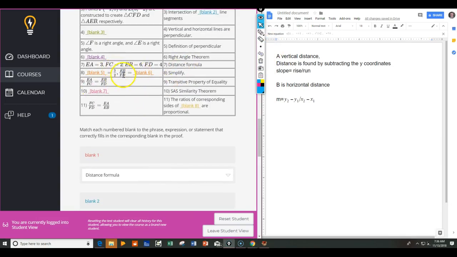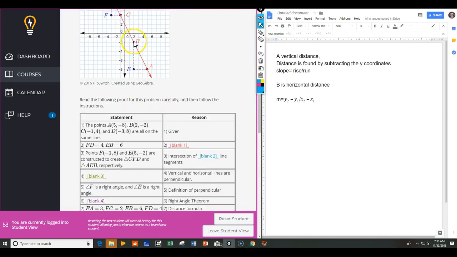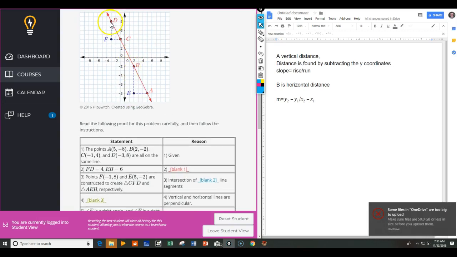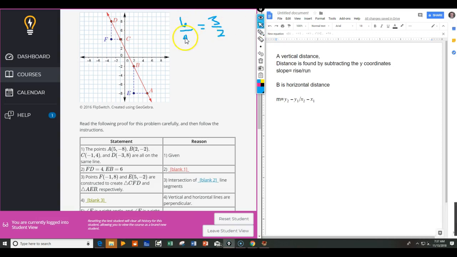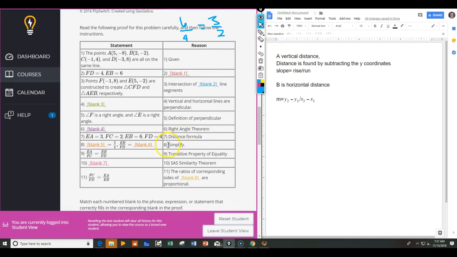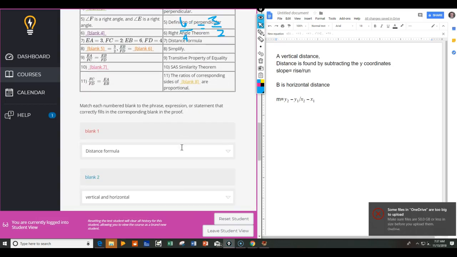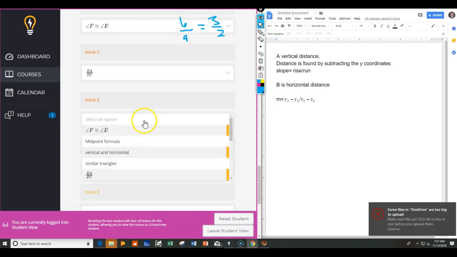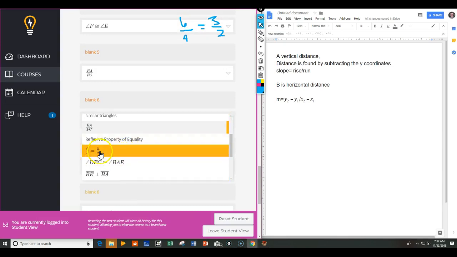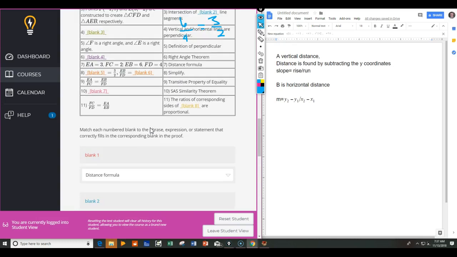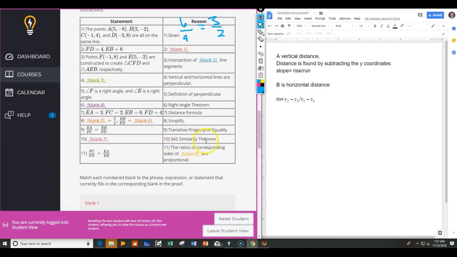And blank 6, EB divided by FD is equal to what? So EB is 1, 2, 3, 4, 5, 6. So 6 divided by 1, 2, 3, 4. So 6 divided by 4, that could reduce down to 3 halves. So I'm either looking for 6 divided by 4 or 3 halves. The reason I might consider 3 halves is because of this word right here, simplify. So blank 6, 6 divided by 4 or 3 halves. Oh, it has both of them. Good. Alright, so blank 7, blank, side angle side similarity theorem.